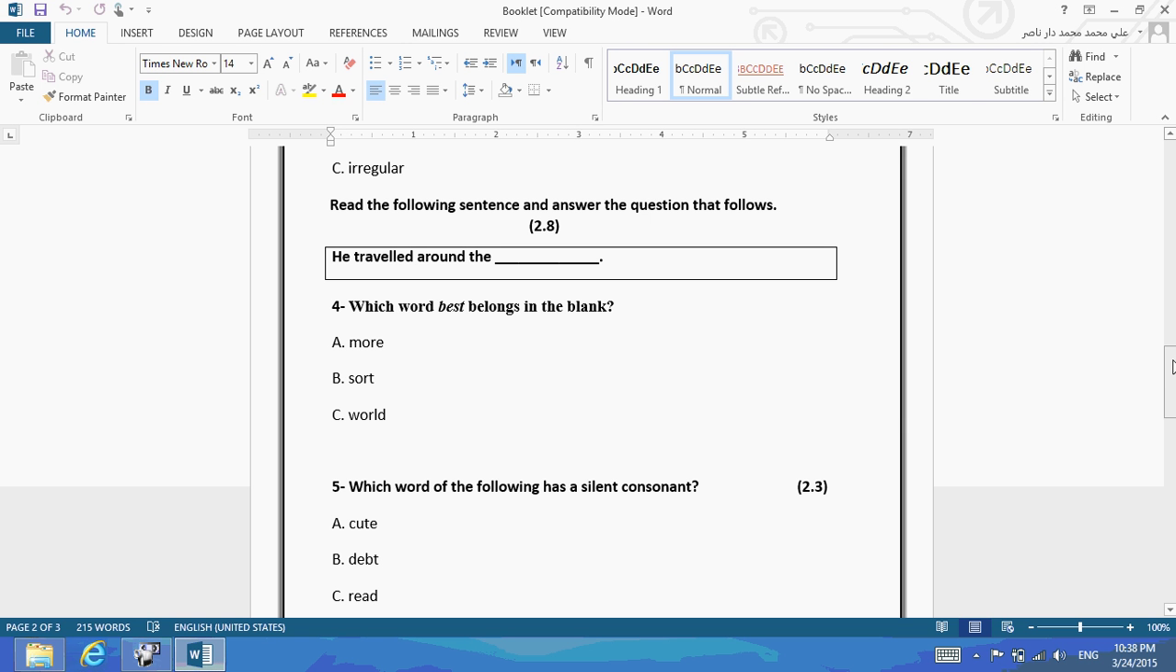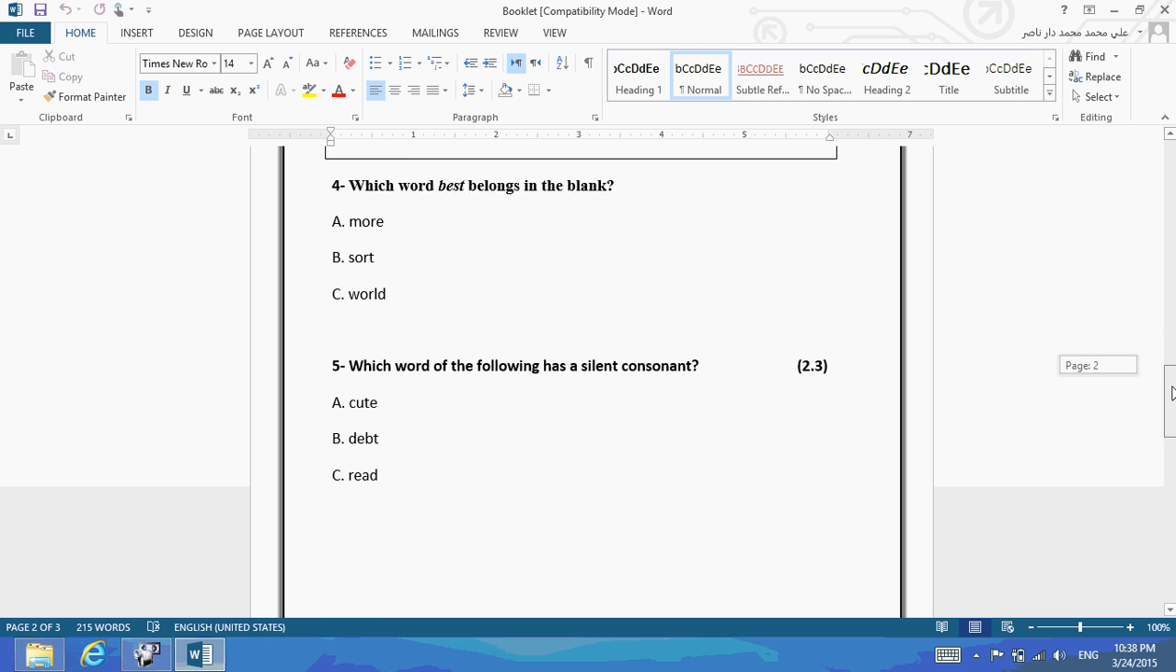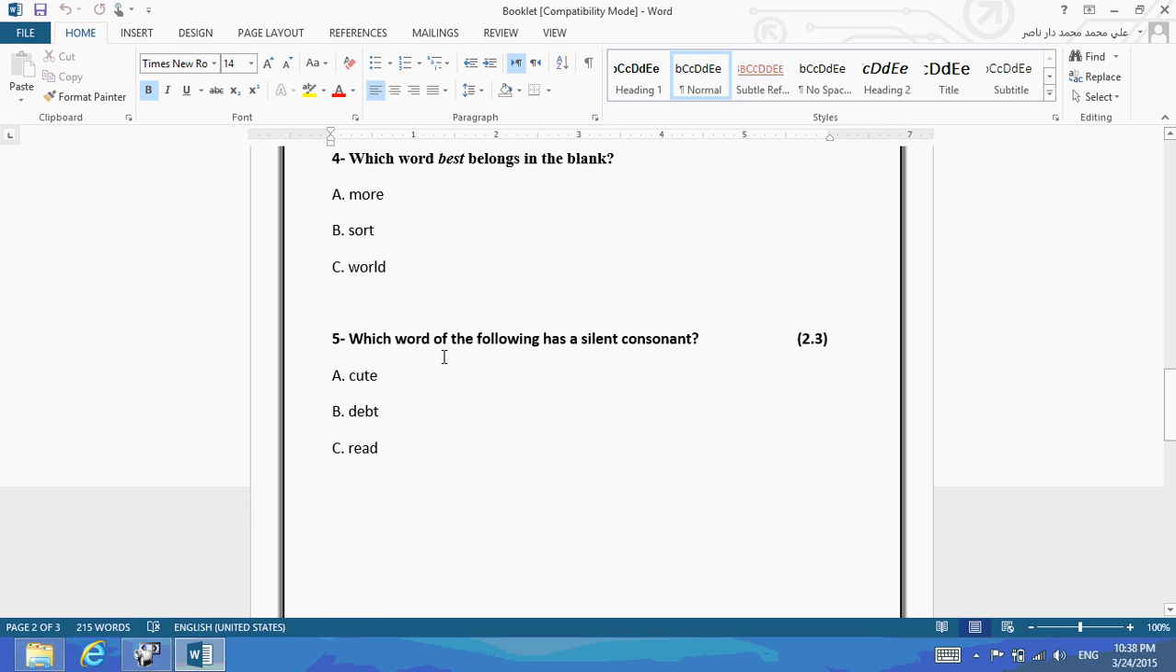The fifth item is which word of the following has a silent consonant? 2.3, and 2.3 is the standard which is concerned with the spelling and pronunciation of silent consonants. Which word of the following has a silent consonant? Cute, jet, read. The answer is B, jet. Why? Because the sound B is silent, or is not read, or is not pronounced.